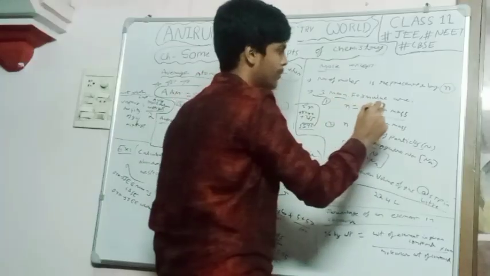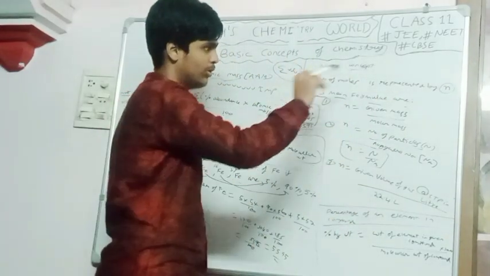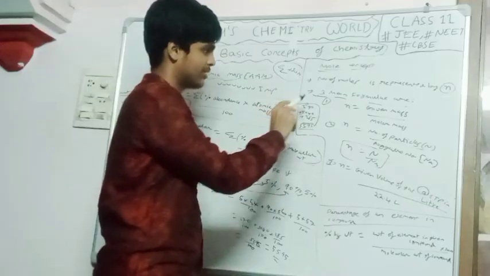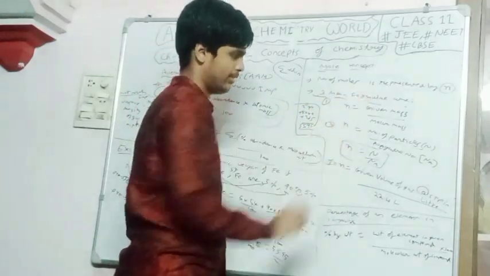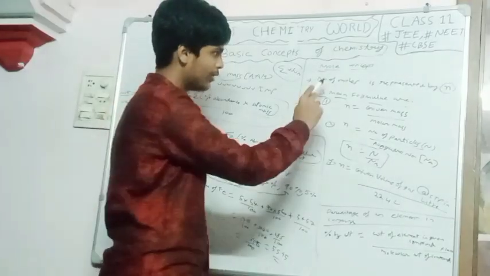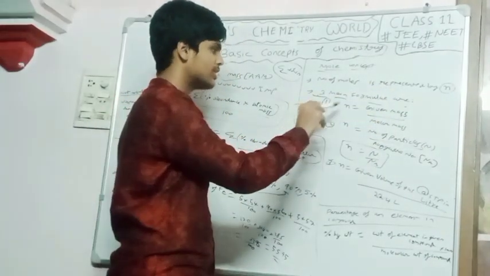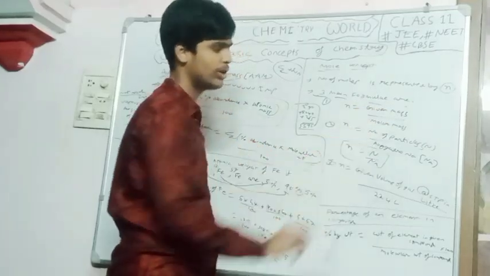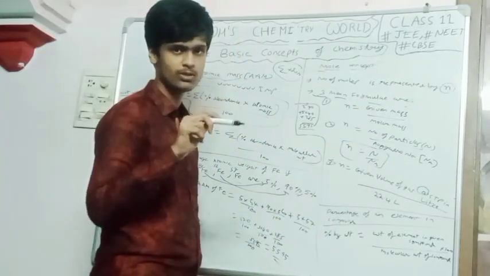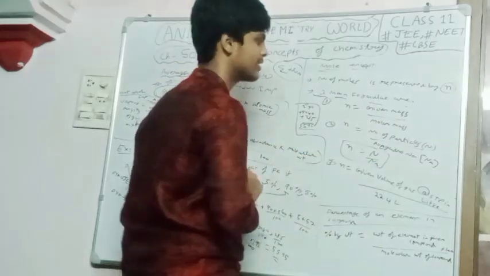We have three main formulae based on this concept, number of moles. First one is number of moles. I already told you number of moles is represented by small n. Number of moles is equal to given mass by molar mass.